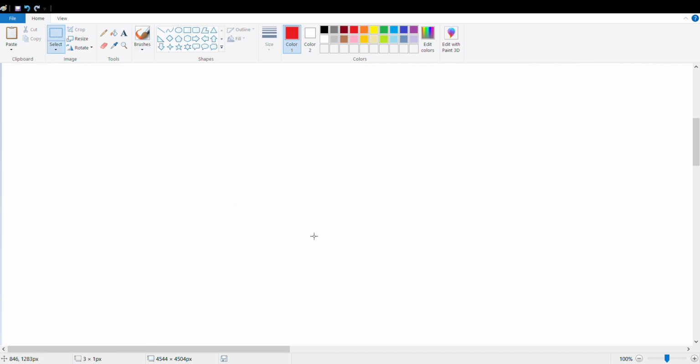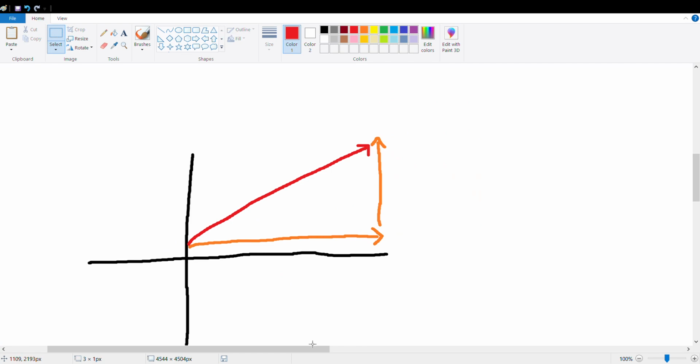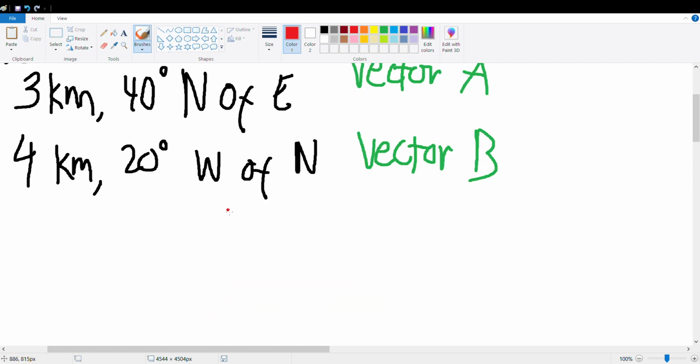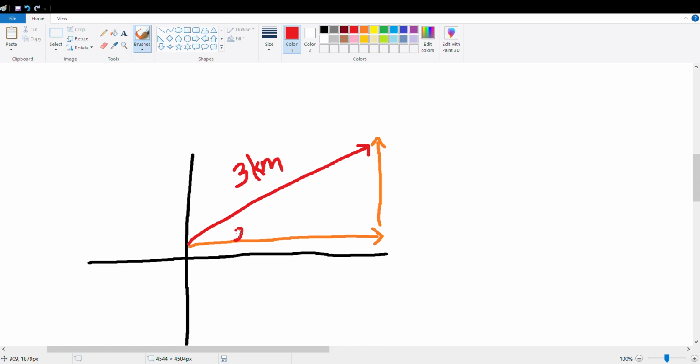Okay, so 3 kilometers. And then the degree is always pointing towards the hypotenuse, which is here. So that's why we put 40 degrees.